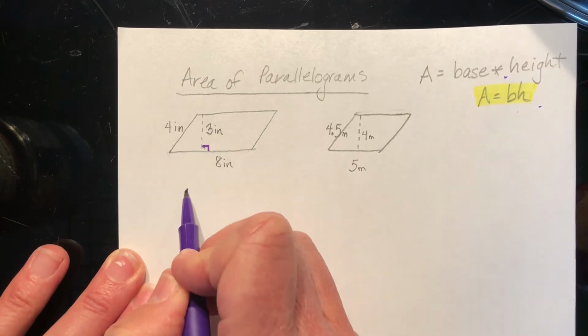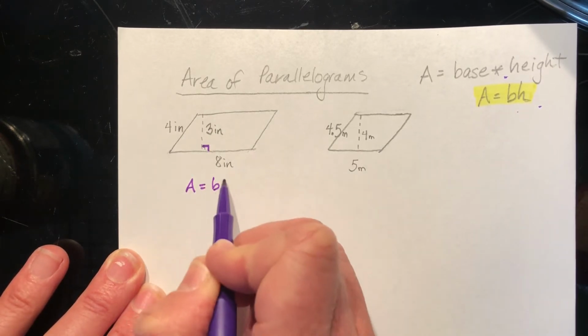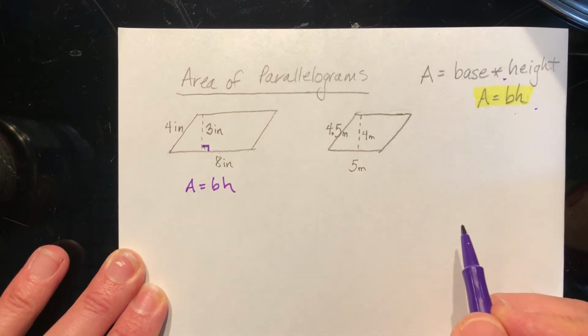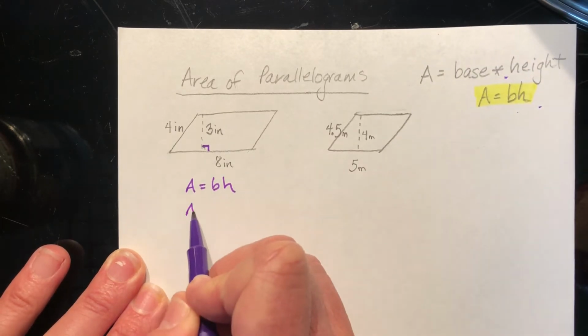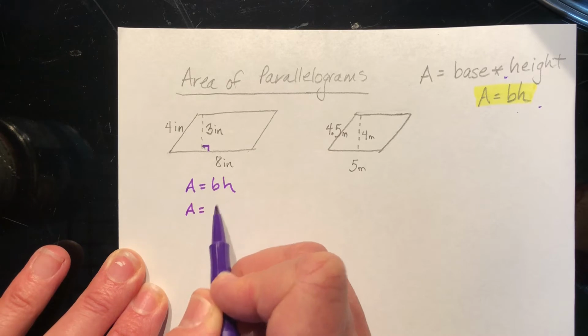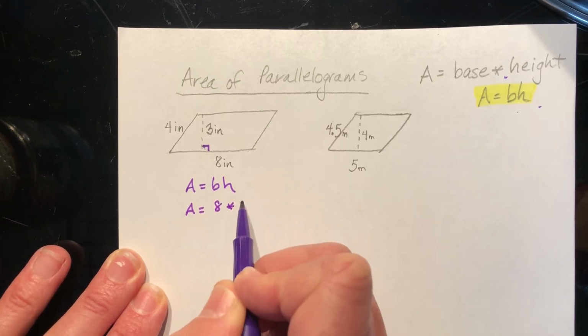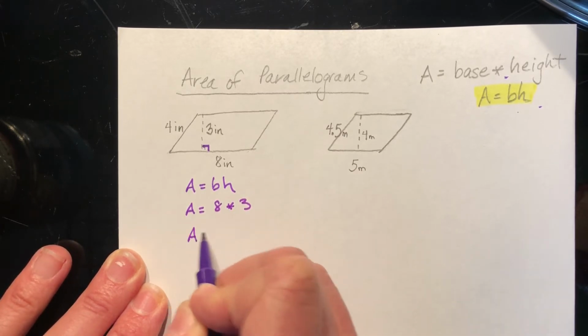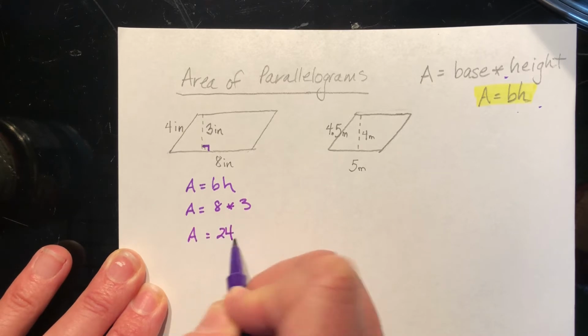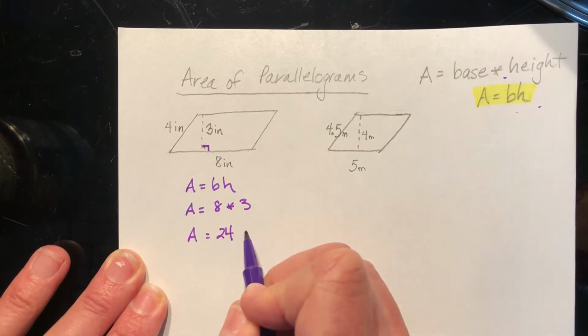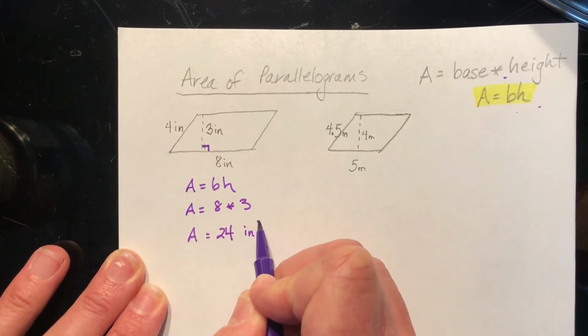I'm going to start by copying my formula. A equals BH. Now I'm going to substitute the values that I'm given. The base is 8 and the height is 3. I do my multiplication and the area of that parallelogram is 24 inches squared.